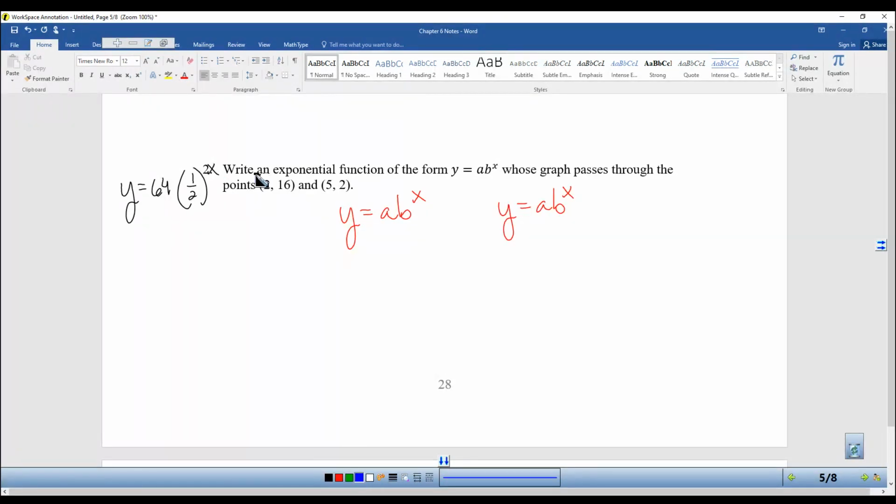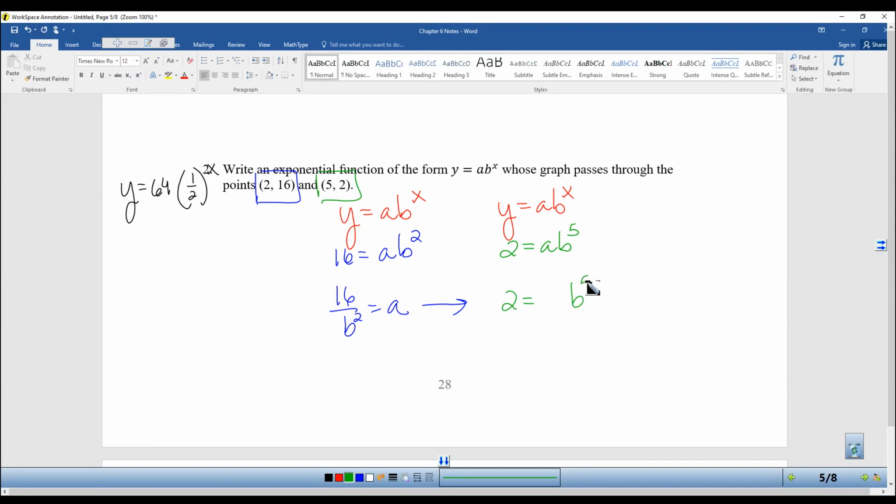And then I'm going to fill it in first with 2, 16. 16 is equal to ab squared. And I'm going to fill in the 5, 2. 2 is equal to ab to the 5th. So personally, you have noticed I keep solving for a. So 16 over b squared is equal to a. I think that that's a little bit easier. And then I'm going to put that into this equation.